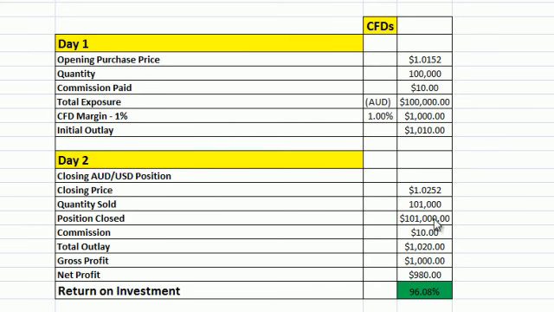Our quantity we're selling is worth the equivalent of 101,000, okay, because it's actually gone up. So we want to exit this position. We want to close the position of the $101,000. Commission again is going to be that $10. So total outlay is $1,020, and our gross profit on that, so that 1 cent movement on 100,000 is $1,000.